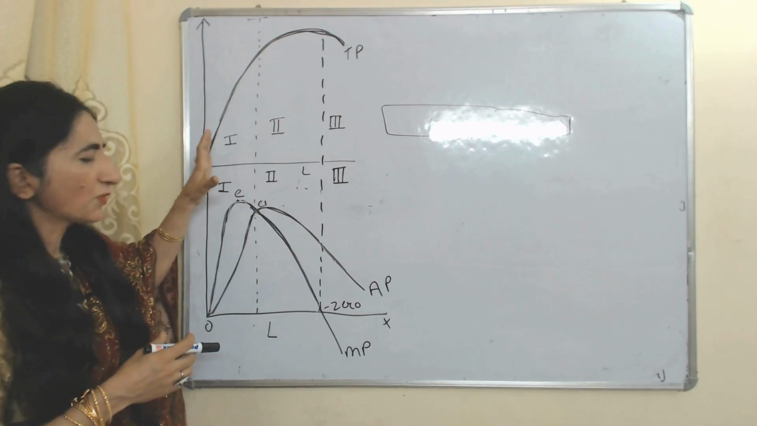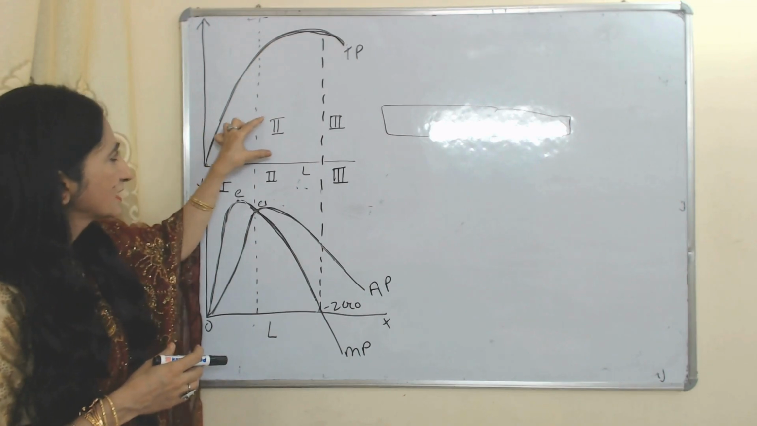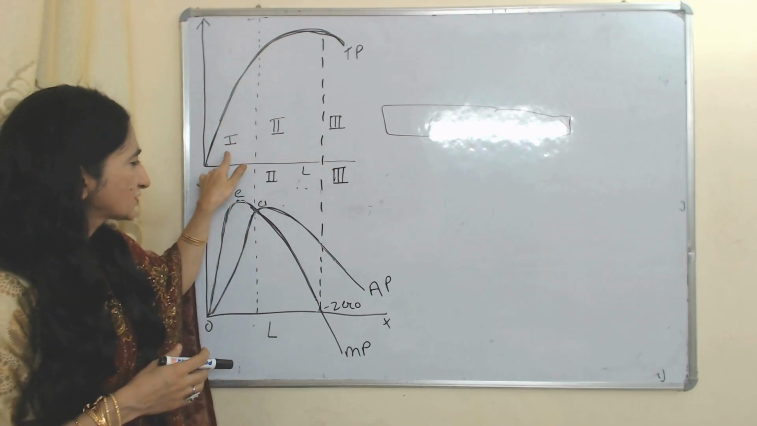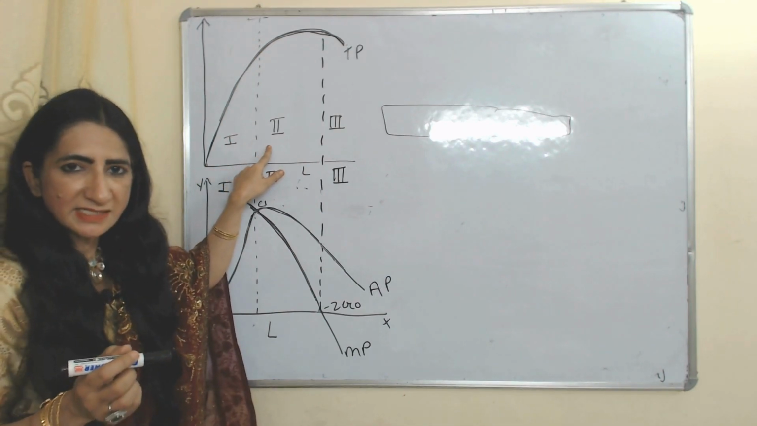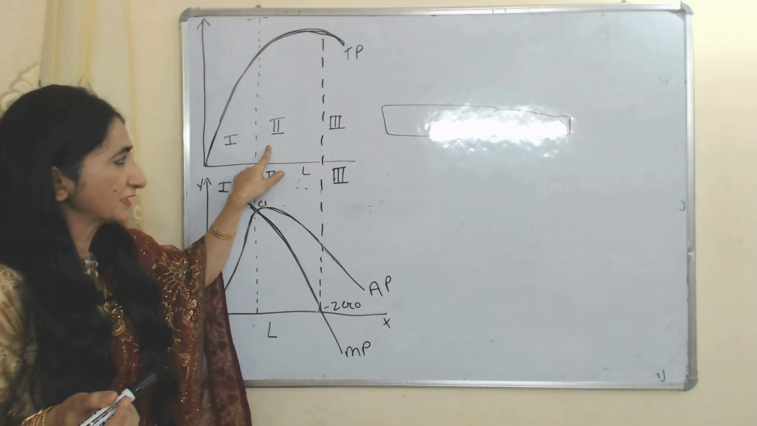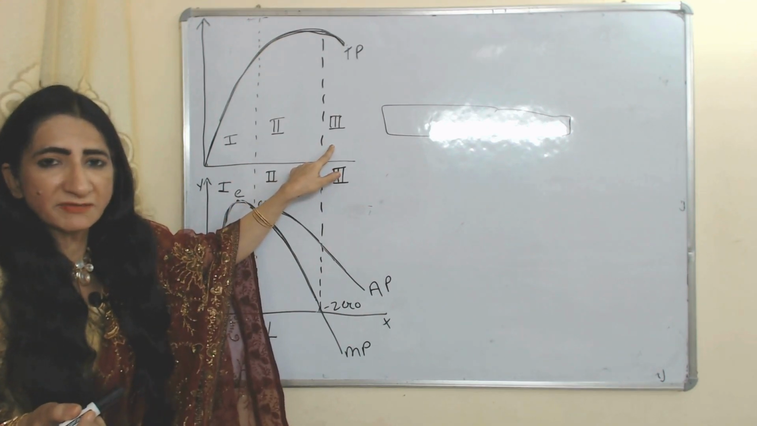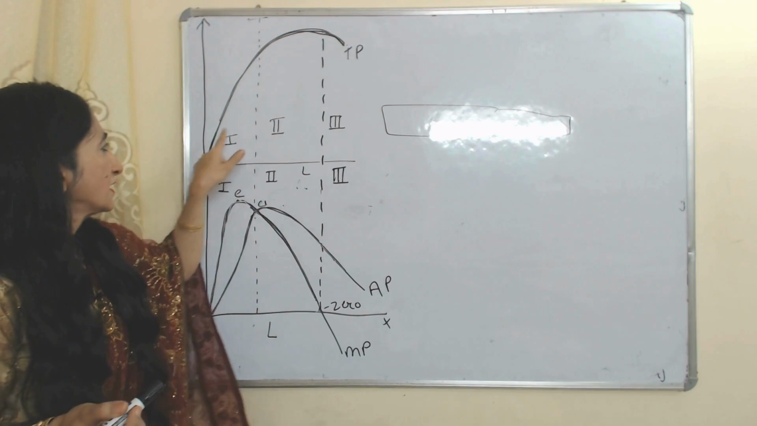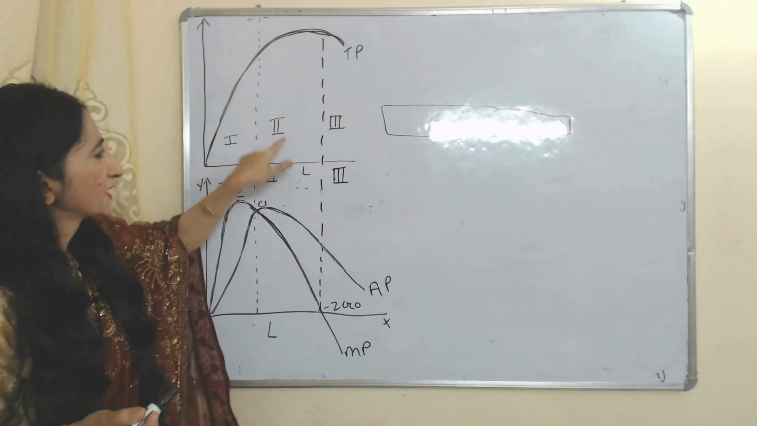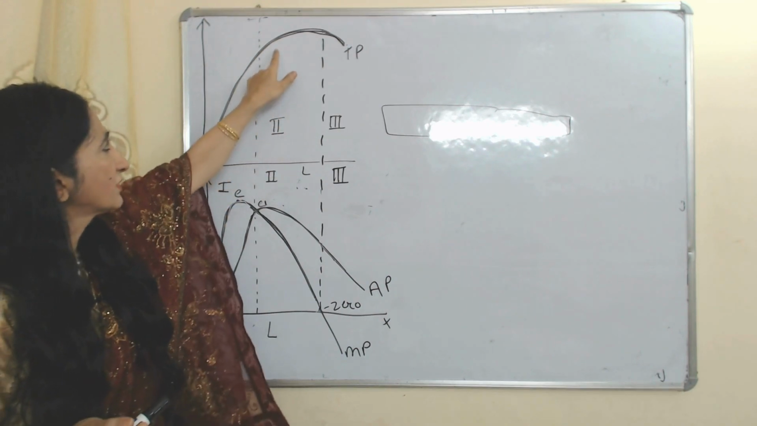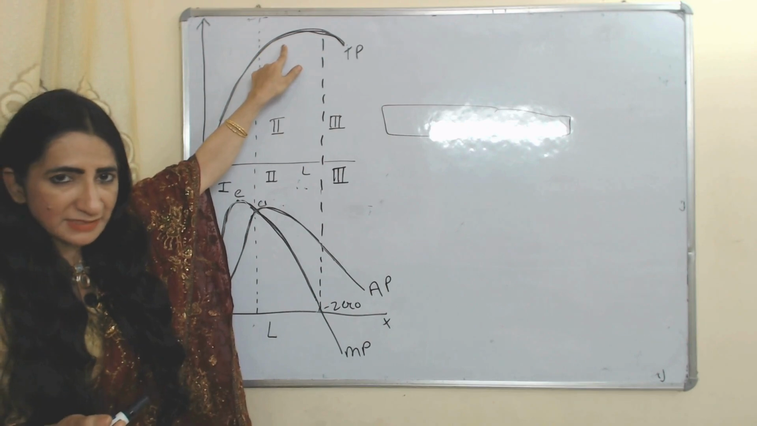This diagram is divided into three stages: first, second and third. The first stage means increasing return to variable factor. The second stage means decreasing return to variable factor. The third stage means negative return to variable factor. Initially, during the first stage, our total product is increasing. During the second stage, our total product becomes maximum.